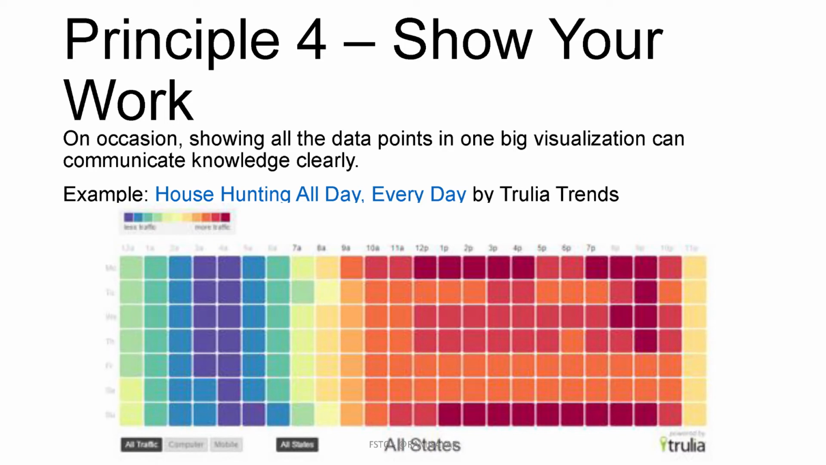It's by Trulia. For those of you who don't know, it's a startup that does real estate stuff. Essentially, it shows you, for the entire year, when house hunting is the busiest. You'll notice that towards the end of the day, after 12 p.m. to about 7 p.m., is when house hunting traffic is the highest. Then it changes depending on if it's the weekend, except for Sunday where it's busy all day. Saturday, Friday, nothing going on.